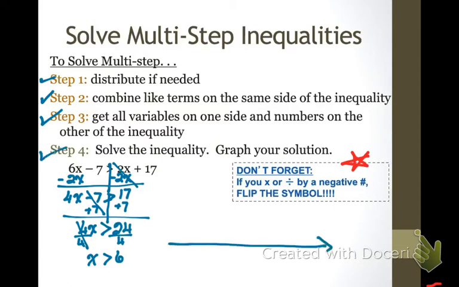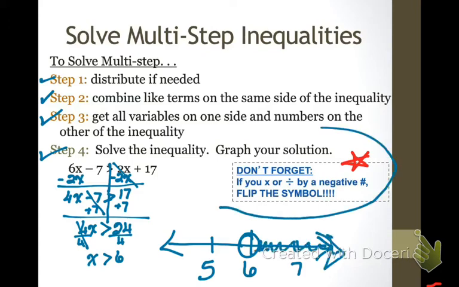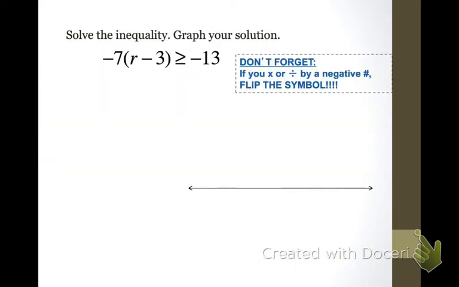To graph that, I would put 6 in the middle. And since it does not have an equal sign, I'm going to use an open circle. X is greater than is shaded to the right. Do not forget, if you multiply or divide by a negative number, you must flip your inequality symbol.